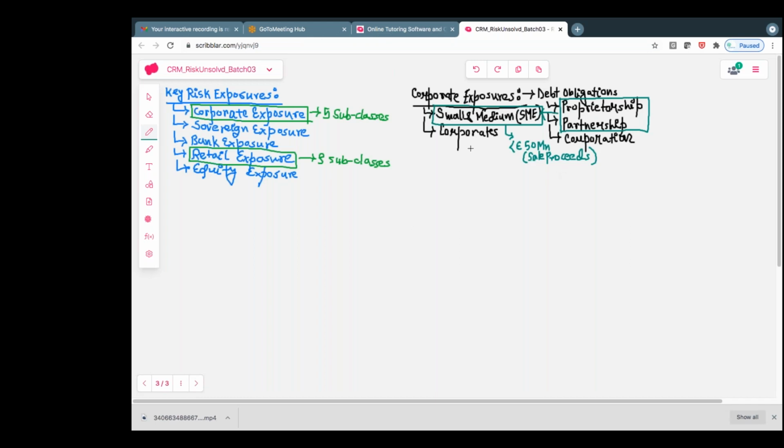Okay. So in terms of the sale proceeds, if it is less than 50 million euro, then that's small and medium sized enterprises. For corporates, anything which is greater than or equal to 50 million euro in terms of sale proceeds is a corporate.